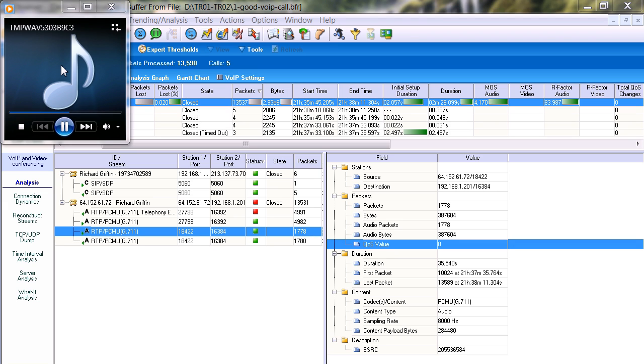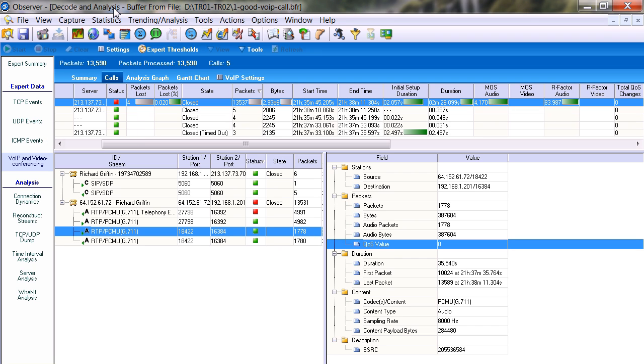So that's one of the pluses of Observer as well, to be able to listen to the call for jitter purposes and see if there is a problem that we can hear on the network, or if we don't, then it's probably something with the handset, the headset, you know, a physical hardware type problem.